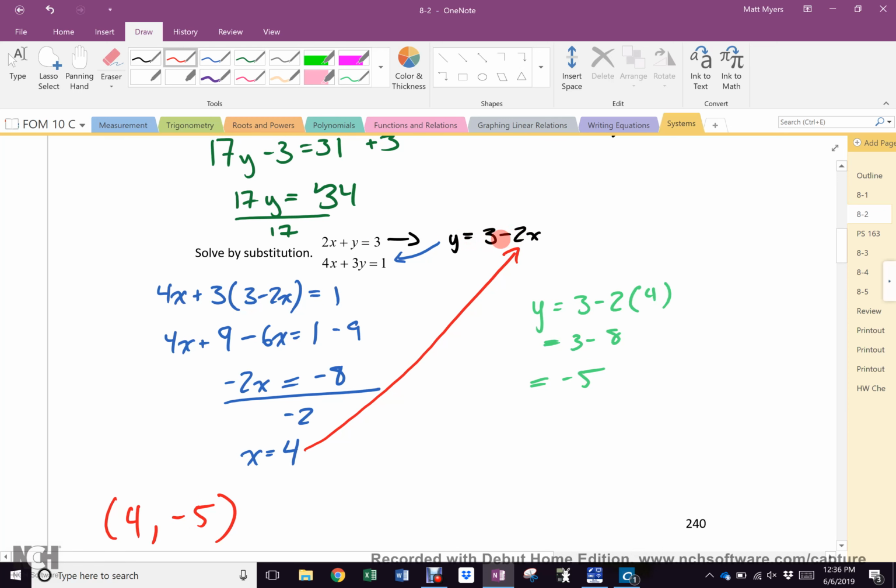Do I know this one worked? I know this one worked, though. I just did it. So if this one worked, does this one automatically work? Yeah, so I really only need to check this one, don't I? Okay, so what is 4 times 4? 16. What is 3 times negative 5? Negative 15. Is 16 and negative 15 1? Kid, did you do it right? Yep.